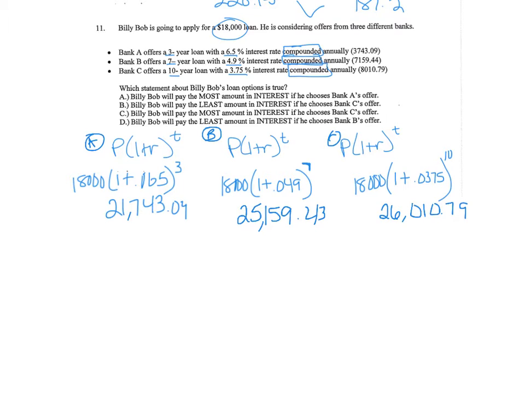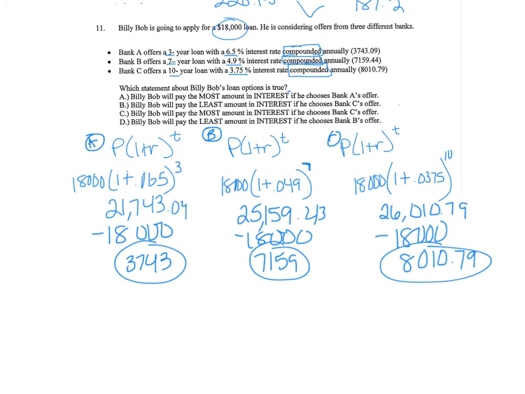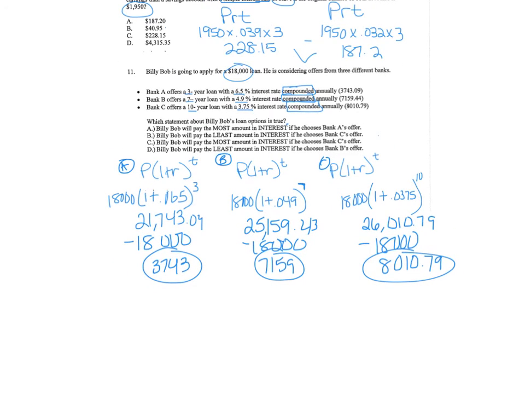And the answer choices are all saying the most or the least interest. So just to solve what the interest is, I honestly think we could go off of these numbers. But just to be sure, I'm going to subtract the principal amount from each of these totals, because the answer choices are comparing just the interest. So I'm going to subtract the starting amount to get my interest. Okay, so here are my interests for each bank. That's just what the interest is.